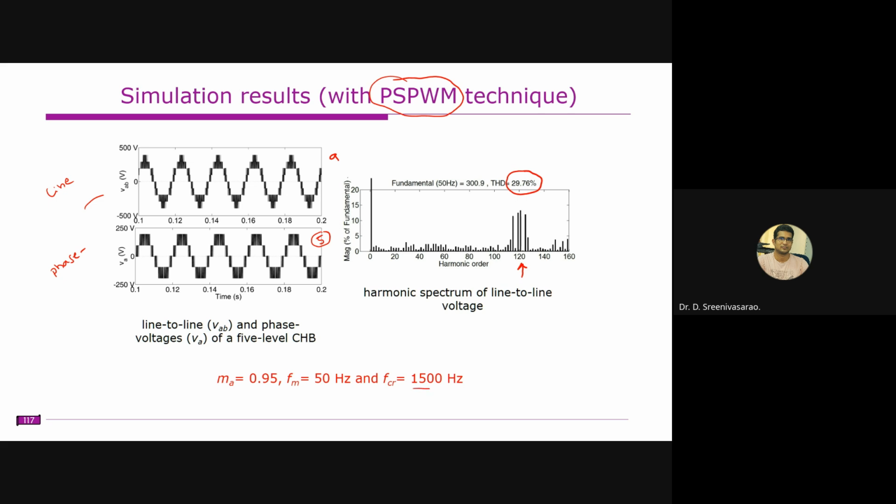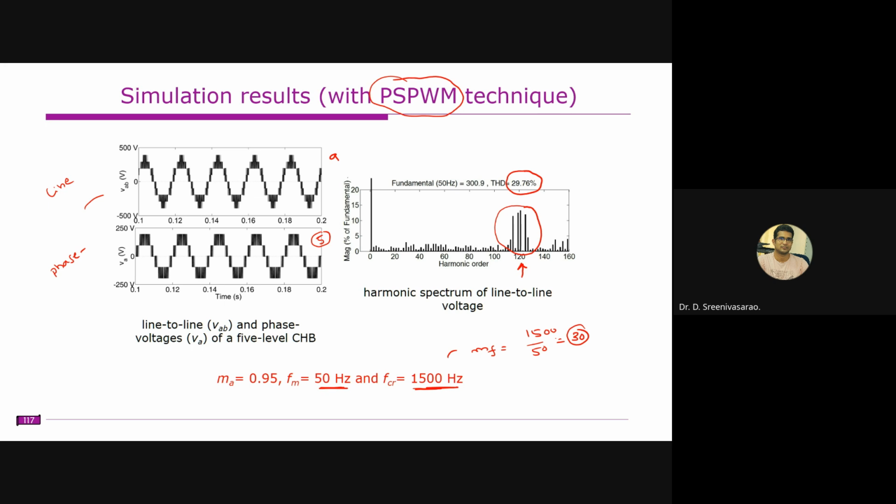The carrier frequency is 1500 Hz and the modulating signal frequency is 50 Hz. Therefore the frequency modulation index MF is 1500 divided by 50, which is equal to 30. And here is the harmonic spectrum. You can see these are the sideband harmonics.